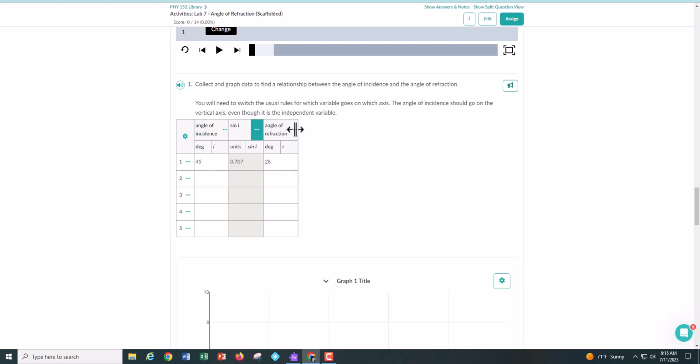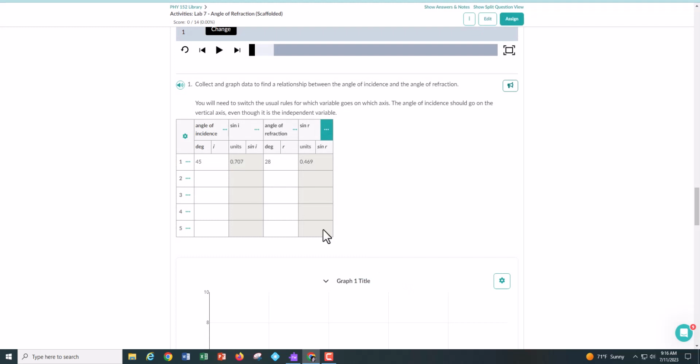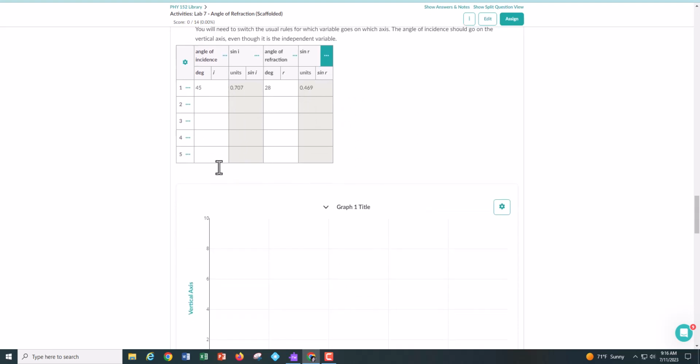Now I'm going to do the same thing for angle of refraction. I'm going to click on these three dots, insert to the right. I'm going to call this sine of R, and this will be sine of R for the variable. And then I'm going to go sine of the angle of refraction in parentheses and submit. And you're going to want to get at least 10 points. Okay, you want to get at least 10 points.